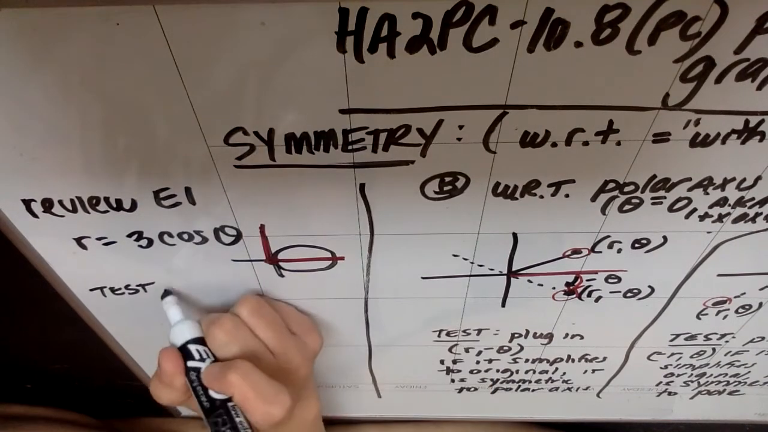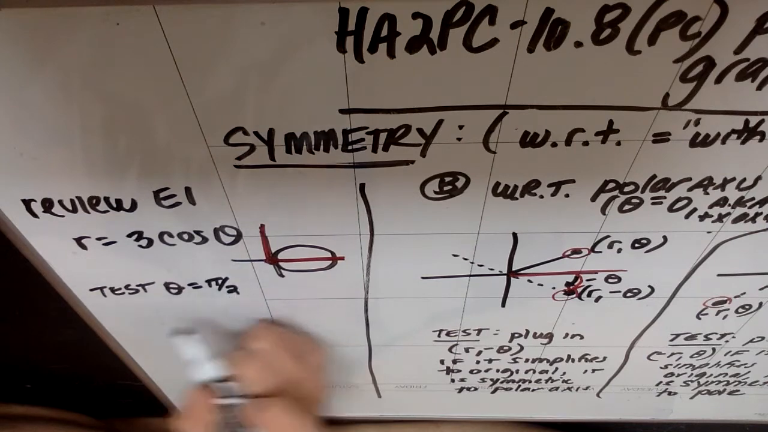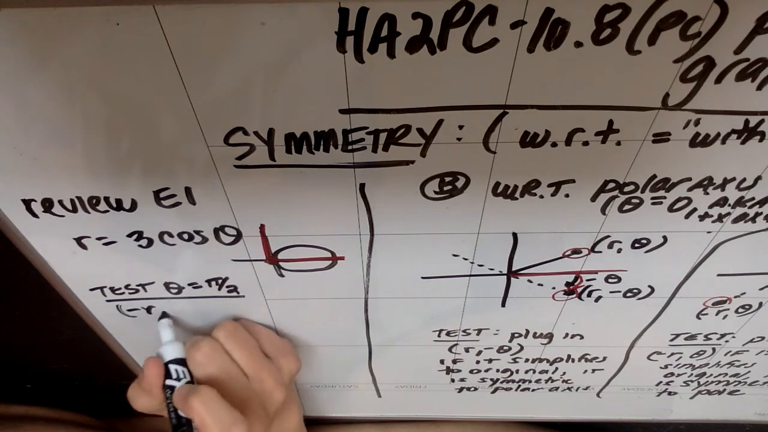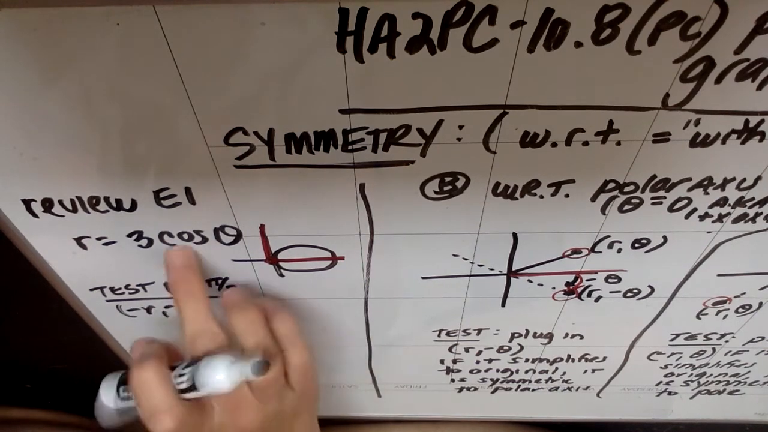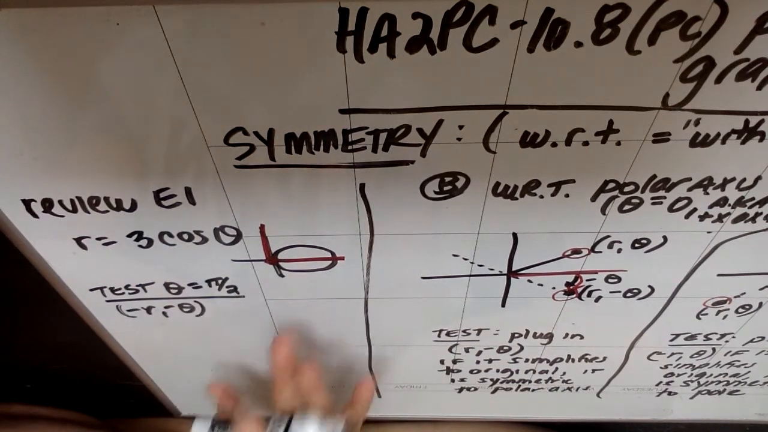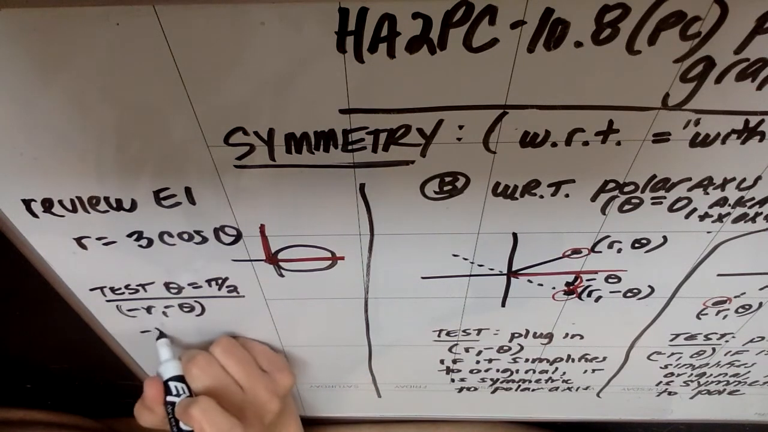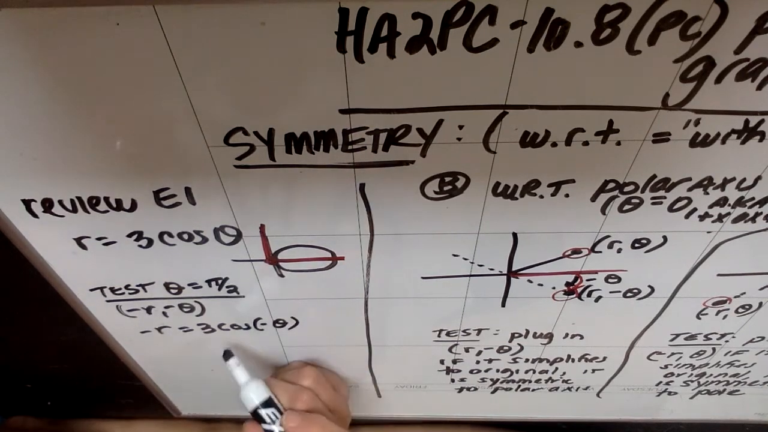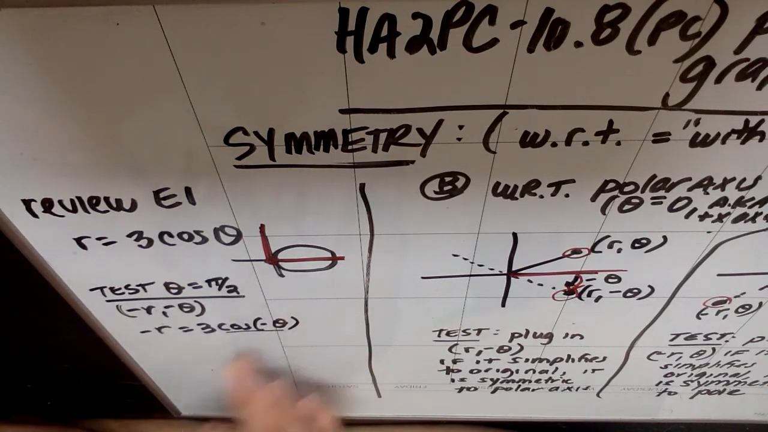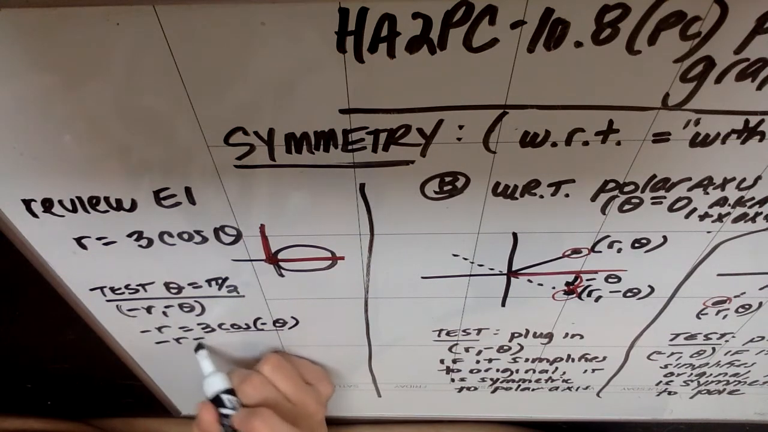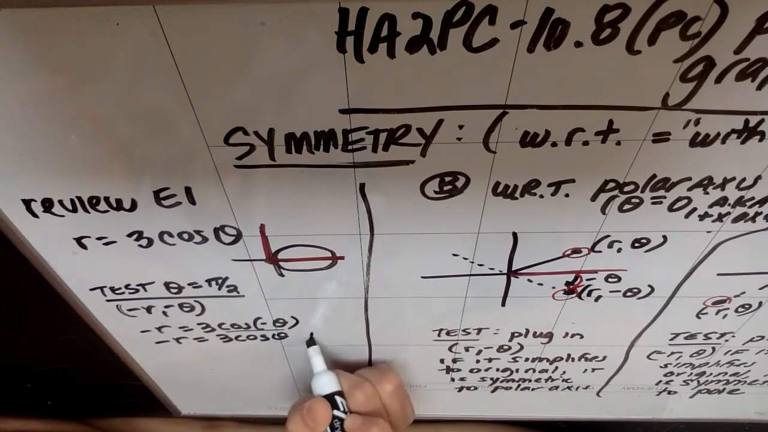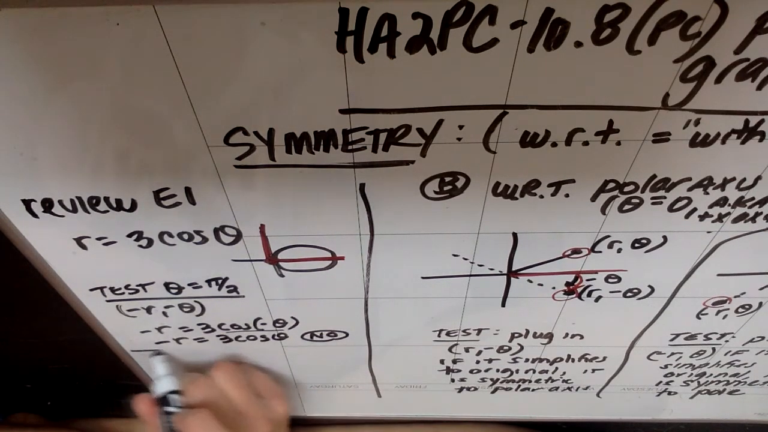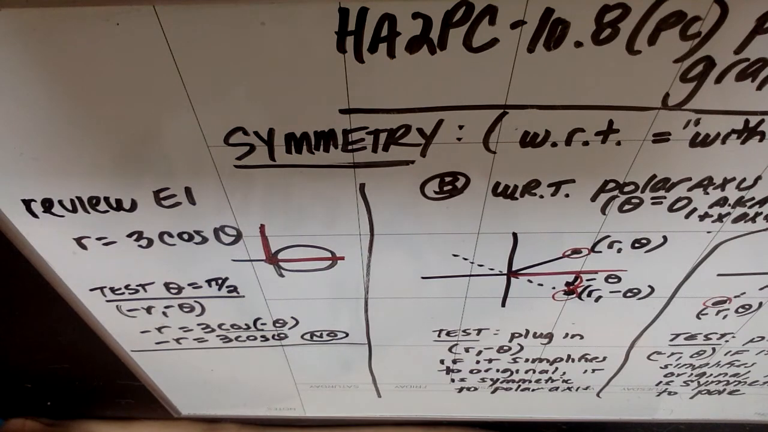If we were to test for theta equals pi over 2 symmetry, which is the version I called A, then we would be plugging in negative r, negative theta, and we would try and get this same expression back. Now that's going to fail because I can see with my eyes that that's going to fail. So if I tried negative r equals 3 cosine of negative theta, well, I know that cosine is an even function. So when you plug a negative into an even function, it comes out positive. So I'm going to get negative r equals 3 cosine theta, which is not the original function. I end up with an extra negative that I'm not supposed to have. So it does not have symmetry with respect to theta equals pi over 2.